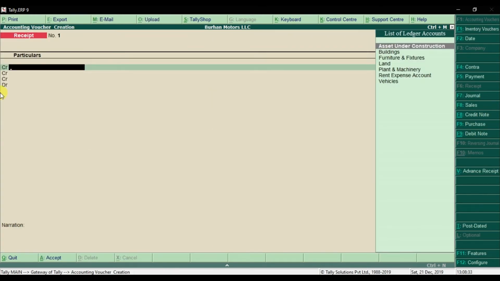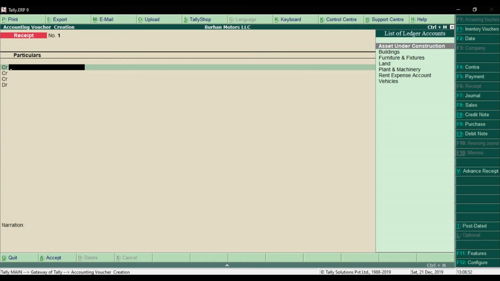Then it will come like this. Control A to save it. Come on, Control A. Clear? Got it? Okay.